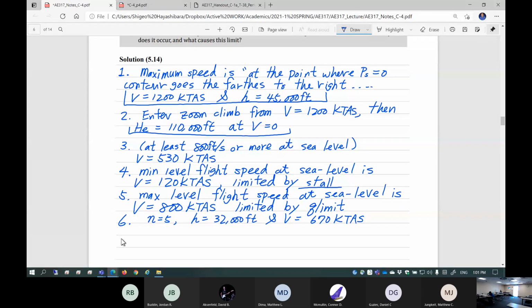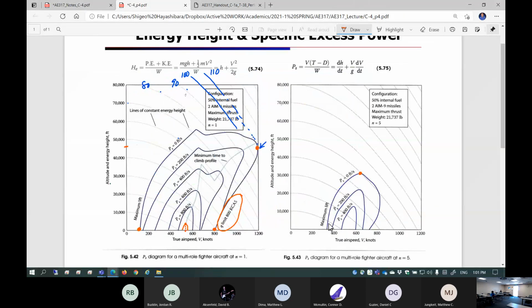Okay. Question number 7: what is the maximum speed at which this aircraft can sustain a 5G turn, and at what altitude does it occur? Let's take a look. You basically look at the furthest point, somewhere around here. This is going to be your maximum level flight airspeed when you do a sustained 5G turn. Altitude-wise, a bit less than 20,000 feet, and fairly close to 870 knots at this point.